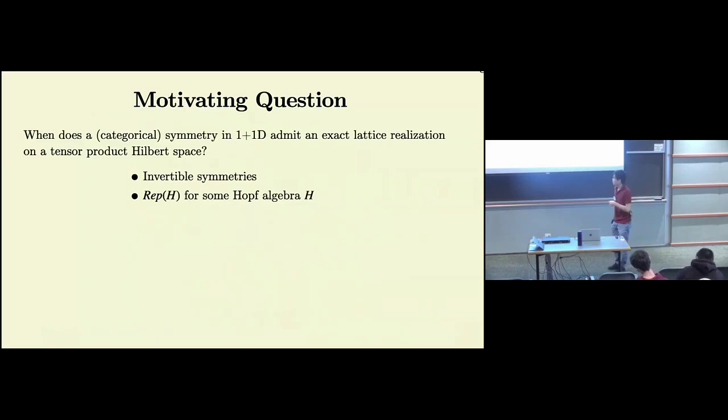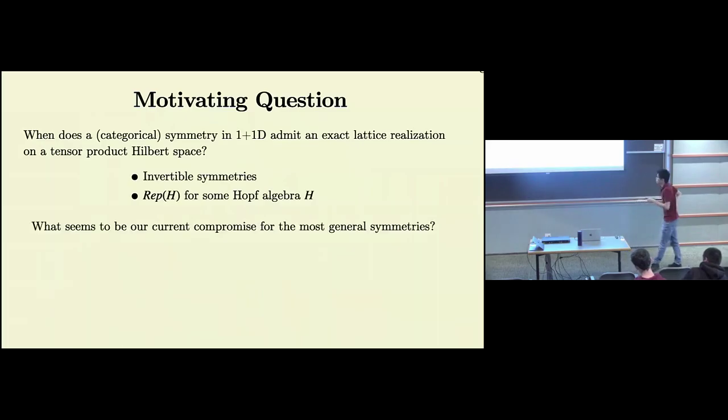In the literature, we seem to already know how to do that if the symmetry is invertible, or in some cases, suppose your symmetry is the representation of some Hopf algebra. We also know how to do that. There is some matrix product operator which we know how to write down. But generalizing beyond this has been a little subtle. What is the current compromise we have? What's preventing us from doing that?